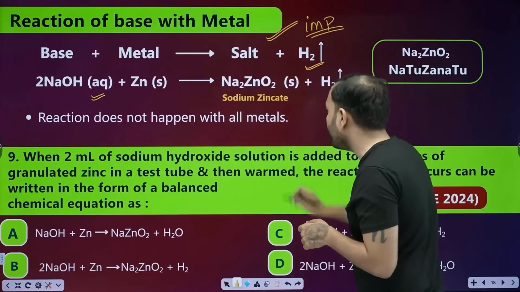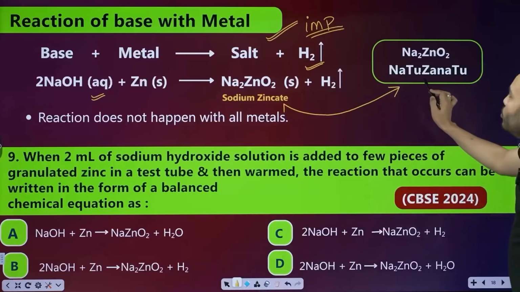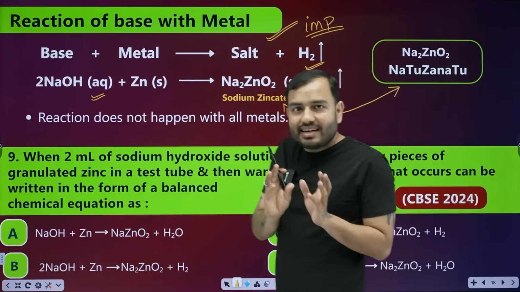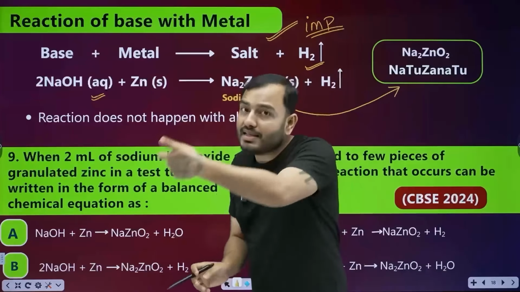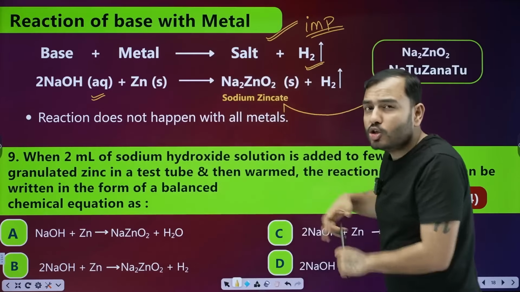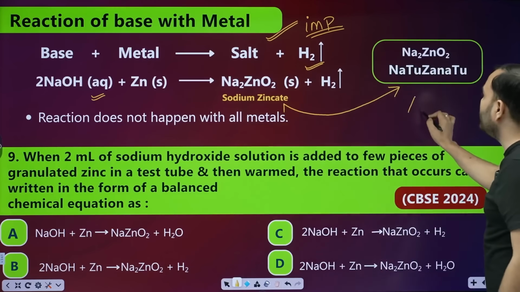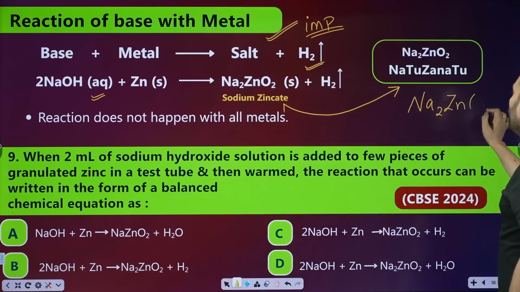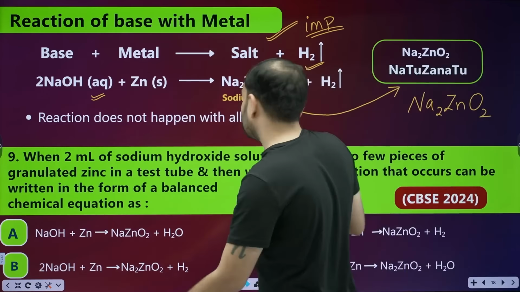To remember Na2ZnO2, look, it's simple. Acid's reaction with zinc, H2SO4 with zinc, hydrogen gas. Base's reaction with zinc, NaOH with zinc, again hydrogen comes out. The salt is a little different. What is it? Na2ZnO2. Na2 means Na2, Zn means zinc, and O2. You can memorize it like this.